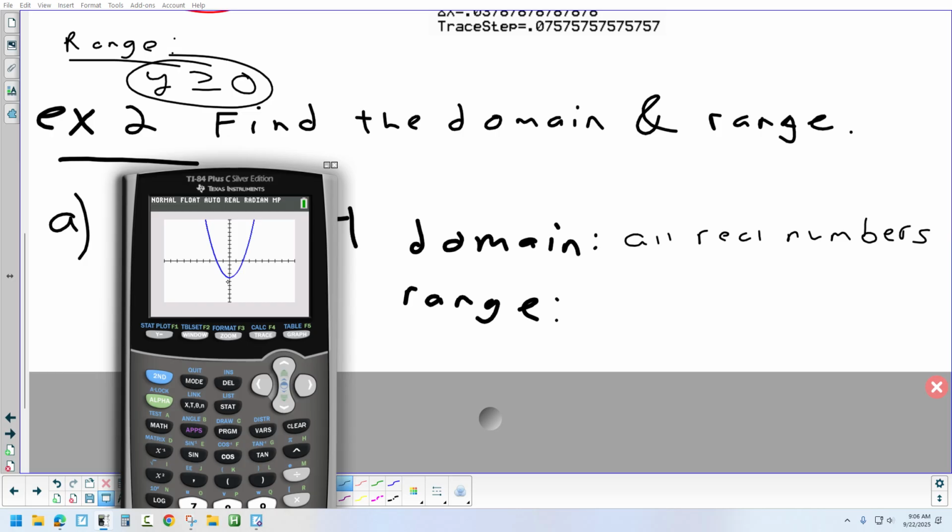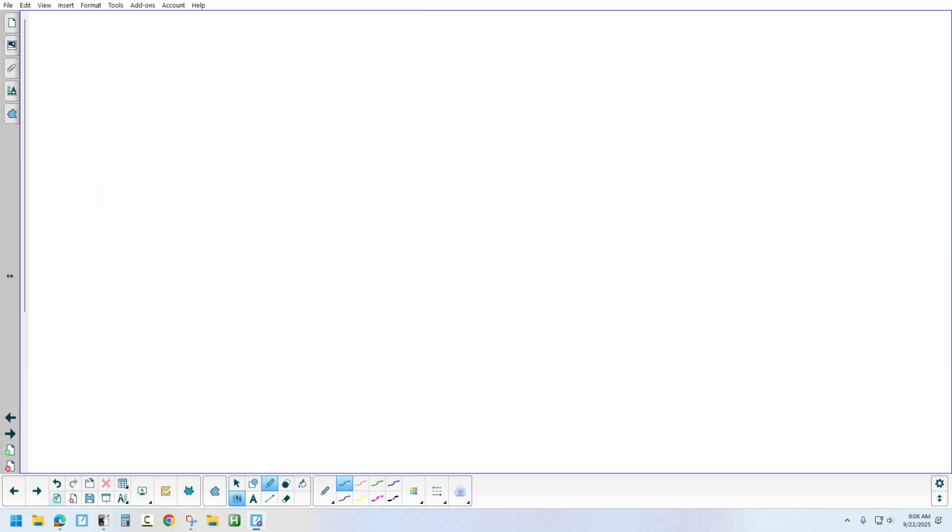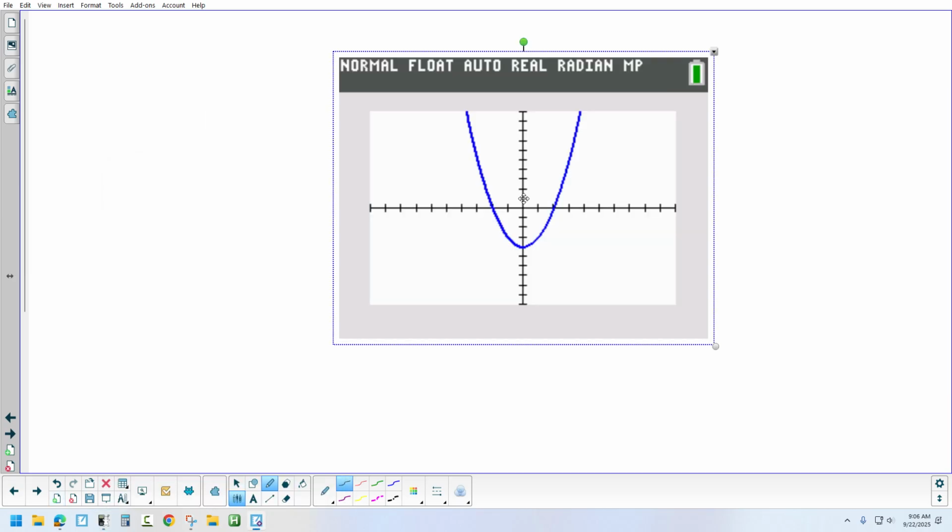Okay, how about up and down? Does it go up forever? Yeah. Okay, does it go down forever? No. Then that means somewhere it hits its lowest point. What's the lowest value that it looks like it hits? -4. Yep, -4. So the range in this one is every number from -4 and up. Yep. That's the range, everything from here up.